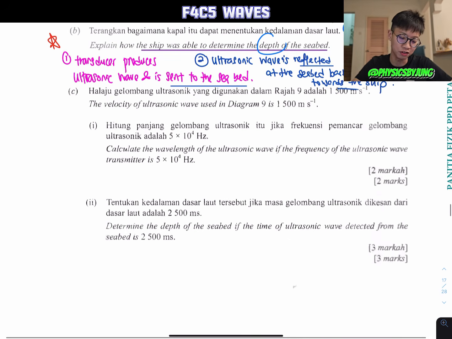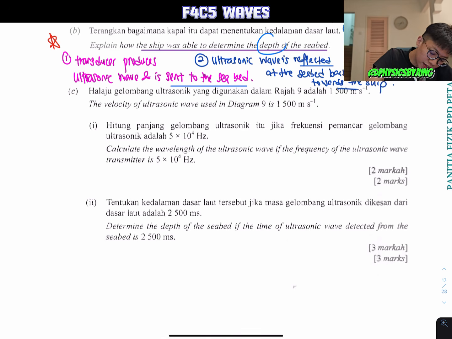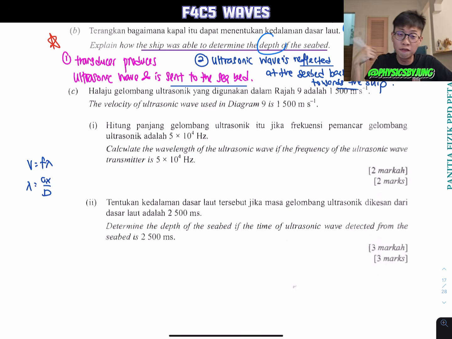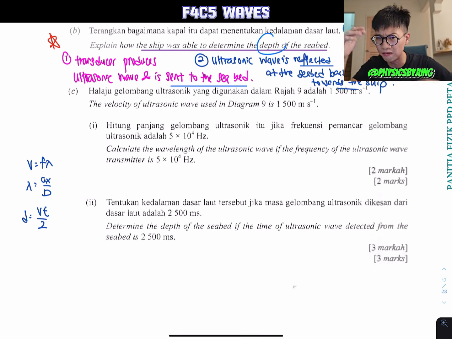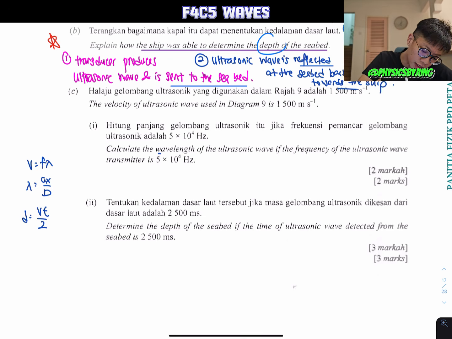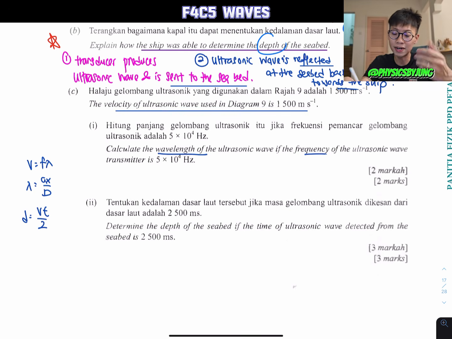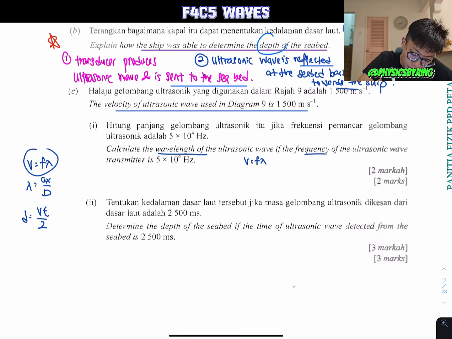Okay, then we're gonna look into the calculation. So far in this chapter, we mainly have a few formulas on it. So V equals to F lambda, lambda equals to X over D, or your depth is equals to Vt over 2. So depends on what formula you want to use. Okay, in fact, this chapter is actually very little calculation. So they tell you that they want you to find wavelength, they give you frequency, and then they give you velocity. So when I see velocity, I want to find frequency. Obviously, is the first one already lah. So V equals to F lambda.